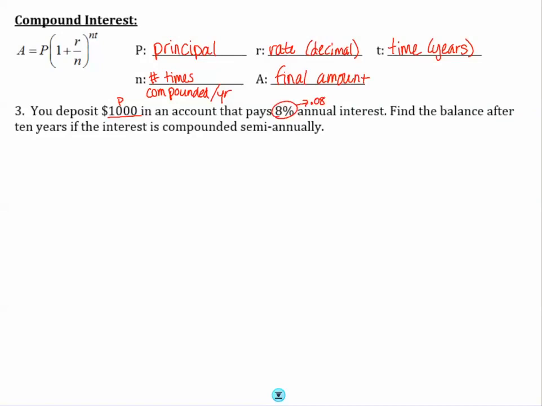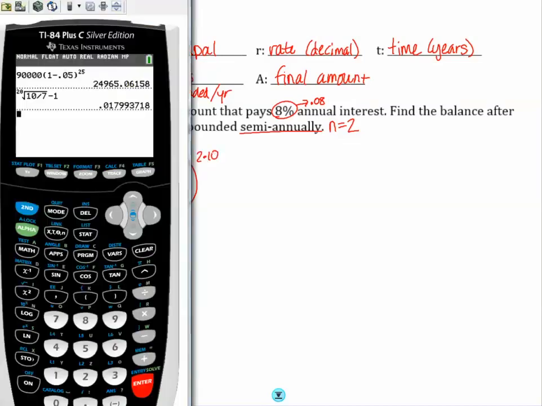We're looking at the balance after 10 years, so that's T. And the interest is compounded semi-annually. So at the beginning of the notes, we said that semi-annually means twice a year. So for this, N will equal 2. So let's plug everything in. Now we can just type everything in the calculator.